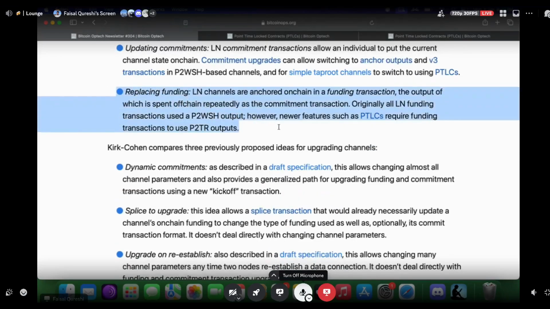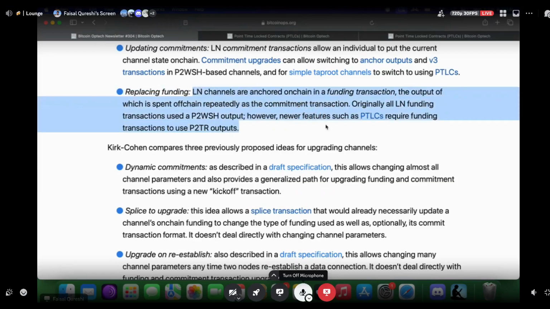Third one is replacing funding. LN channels are anchored on chain in a funding transaction, the output of which is spent off chain repeatedly as a commitment transaction. Originally, all LN funding transactions used a P2WSH output. However, newer features such as PTLCs require funding transactions to use P2TR outputs. So I think this refers to replacing the commitment transaction in its entirety.